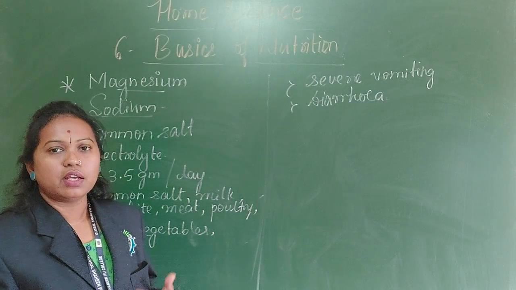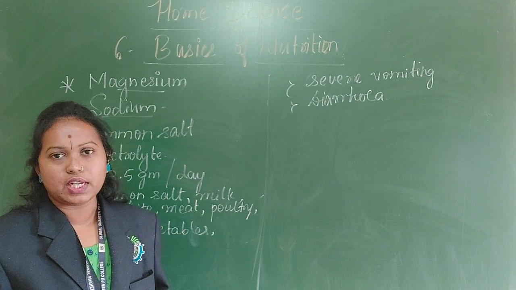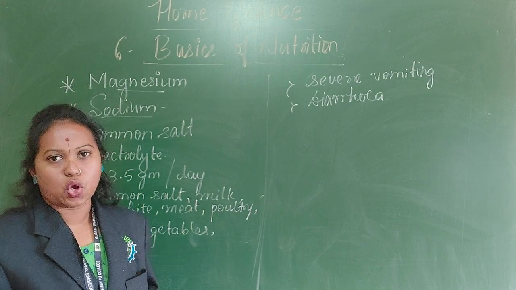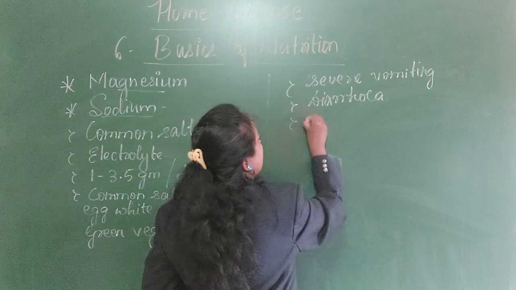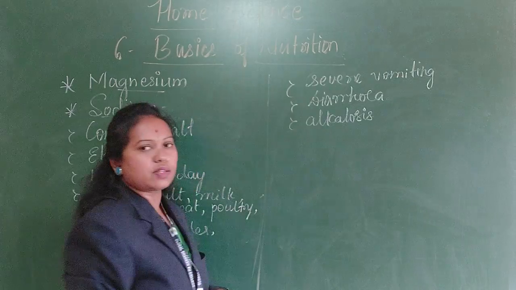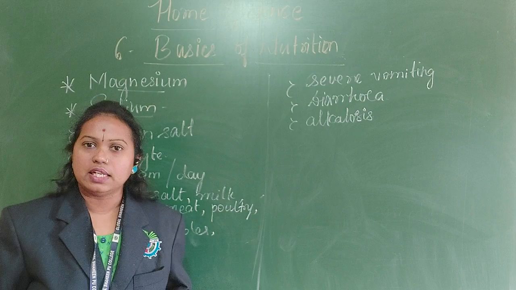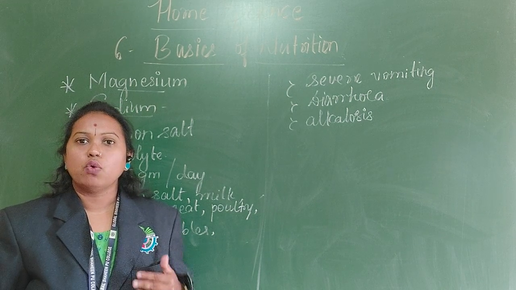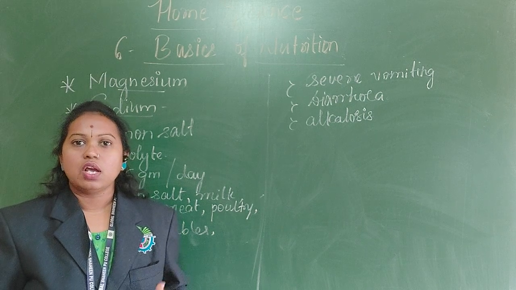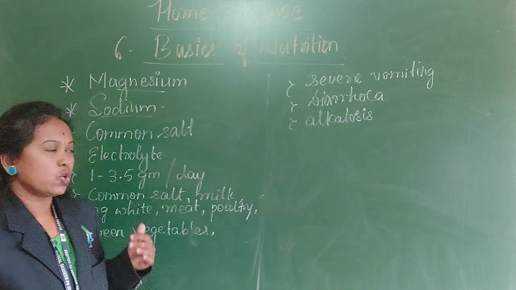Diarrhea is nothing but the loose watery stools that occur more frequently than the usual one, and this results in alkalosis. Alkalosis is the excessive blood alkalinity which is caused by an overabundance of bicarbonate in the blood or loss of acid from the blood.